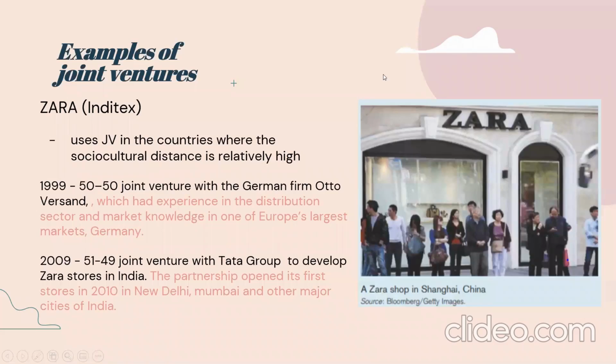Let's look at some of the examples of joint ventures. So one of the companies that uses joint ventures is Zara, and they use them in the countries where their sociocultural distance is relatively high. For example, in 1999, they joined a 50-50 joint venture with the German firm Otto Versand, which had experience in the distribution sector and market knowledge in Germany. And in 2009, they joined a 51-49 joint venture with Tata Group to develop Zara stores in India.